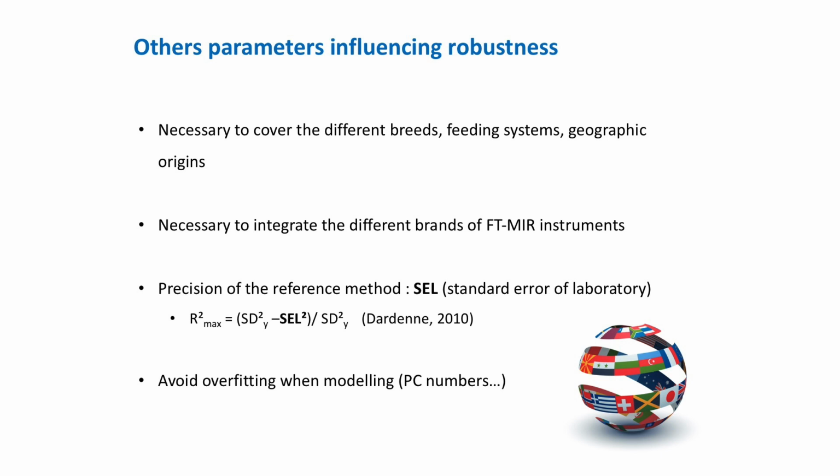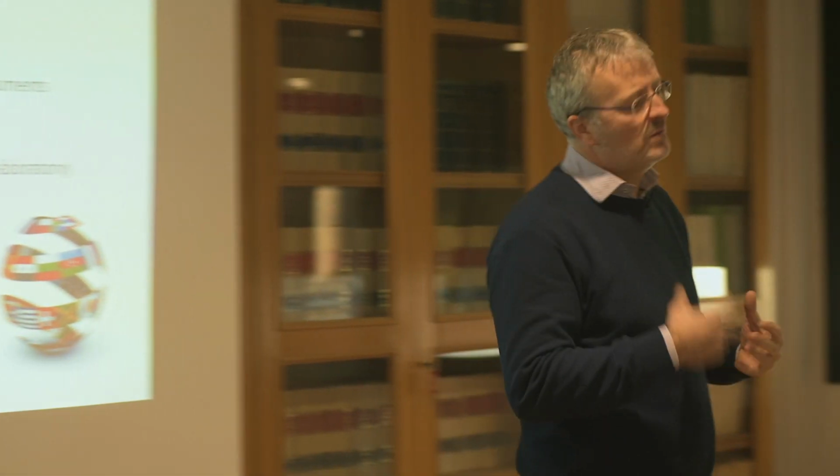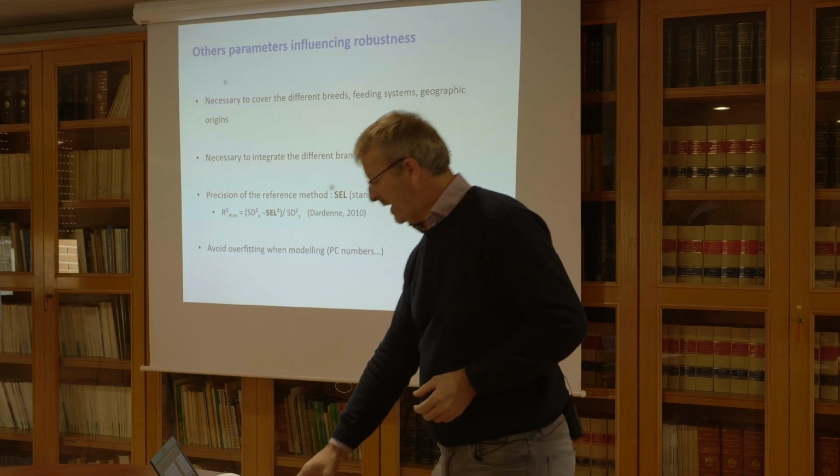The lower the precision of your reference analysis, the lower the maximum R² you will have. It's more difficult to have a good R² if you have a bad reference analysis precision. This is important. And also, when you create models, you need to avoid overfitting. Overfitting is using a lot of information, a lot of PC numbers, in your models. It's explained in more detail later, but pay attention to that.